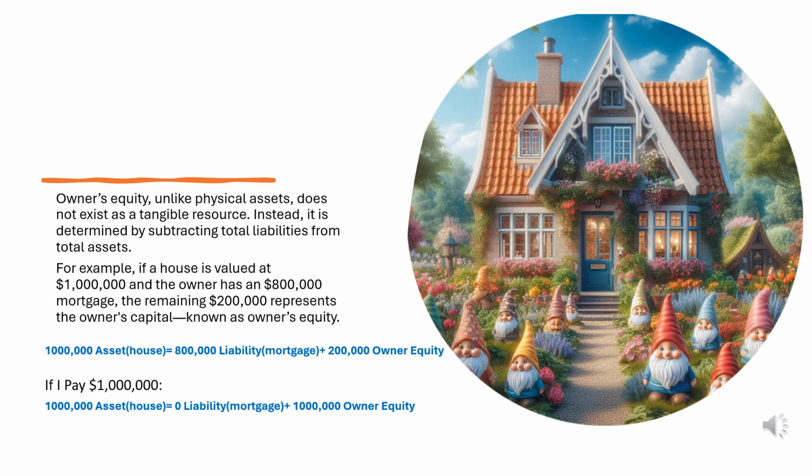Alternatively, if I pay the full price of the asset from my personal accounts, say I have $1 million, the equation simplifies. Assets, 1 million, equals owner's equity, 1 million, meaning there is no liability. Owner's equity, unlike physical assets, does not exist as a tangible resource. Instead, it is determined by subtracting total liabilities from total assets.